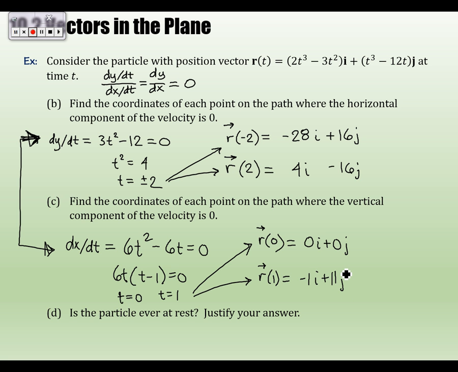Okay. So that's great. Good job. This is the horizontal and this is the vertical component. These two places at 0 and 1 correspond to vertical tangents, and these correspond to horizontal tangents. So this is all right. And then, is the particle ever at rest?